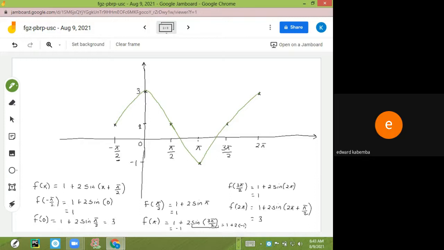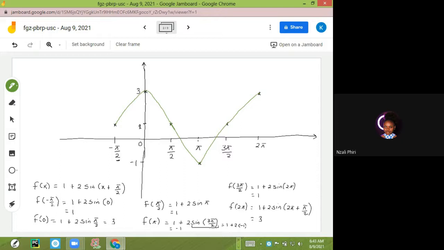Why a curve, sir? Because the sine graph is not linear. Sir, so the line will pass through those points. Yes.